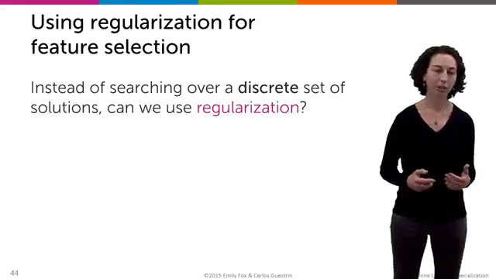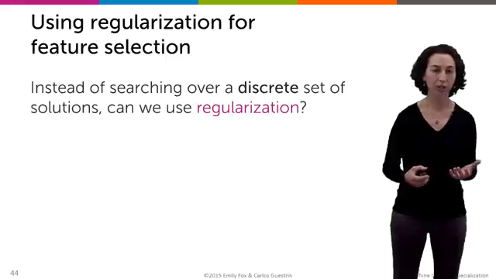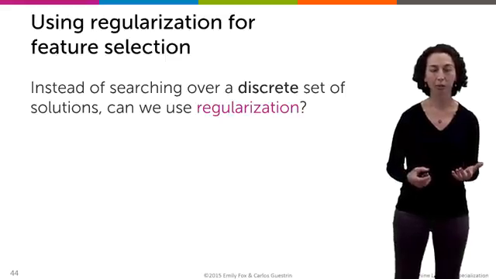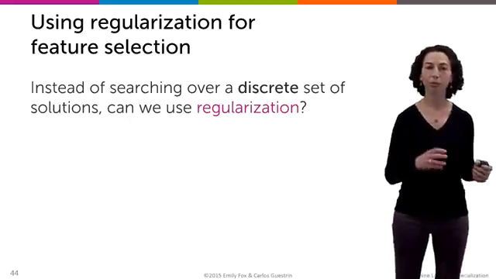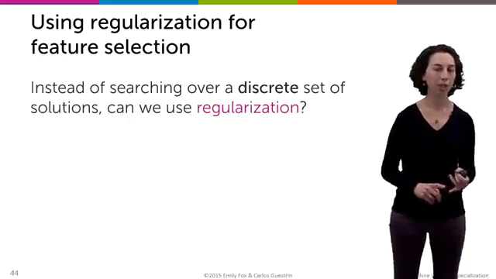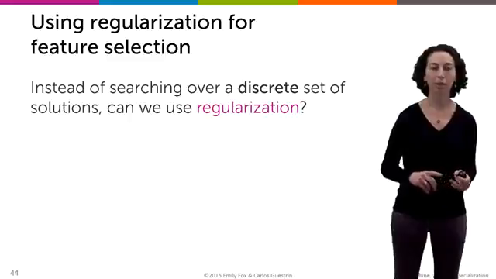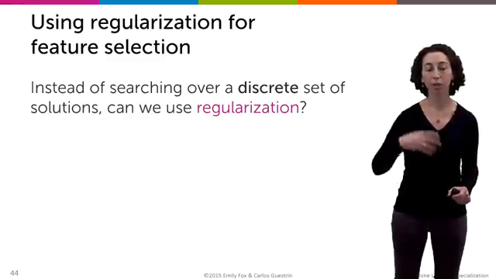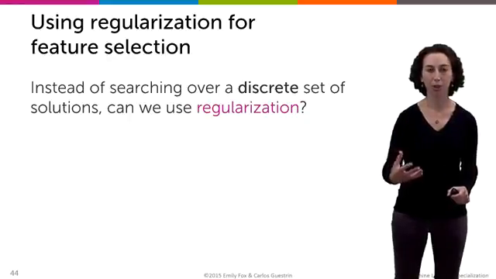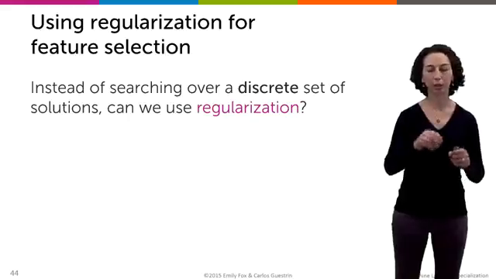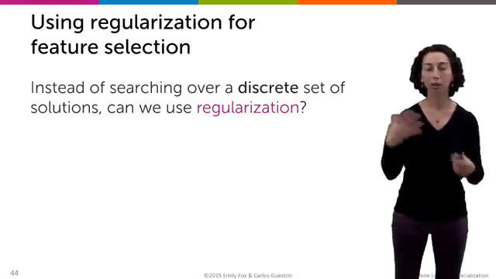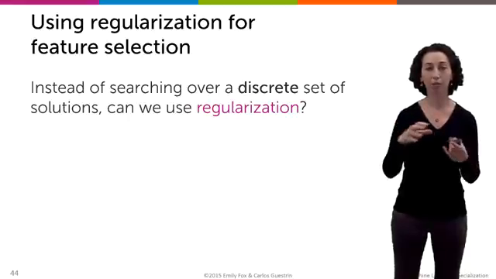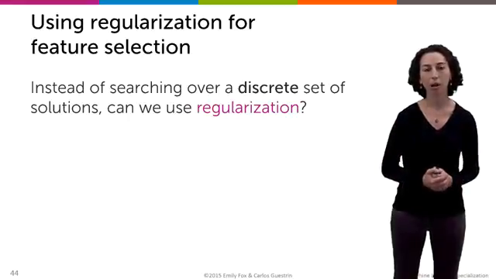So a question, though, is can we use regularization to get at this idea of doing feature selection instead of what we talked about before, where before, when we were talking about all subsets or our greedy algorithms, what we were doing is we were searching over a discrete set of possible solutions. We're searching over the solution that included the first and the fifth feature, or the second and the seventh, or this entire collection of these discrete solutions.